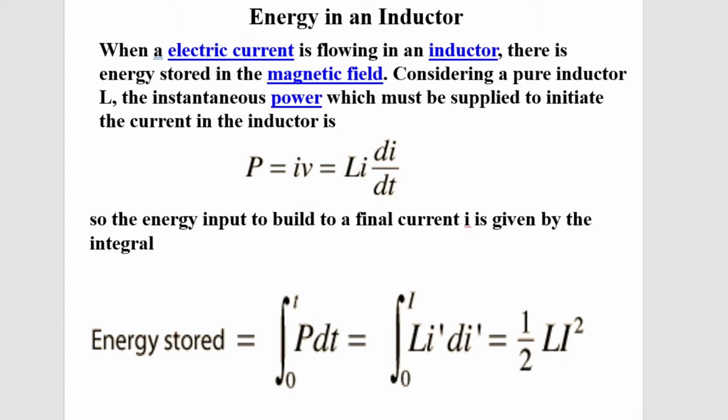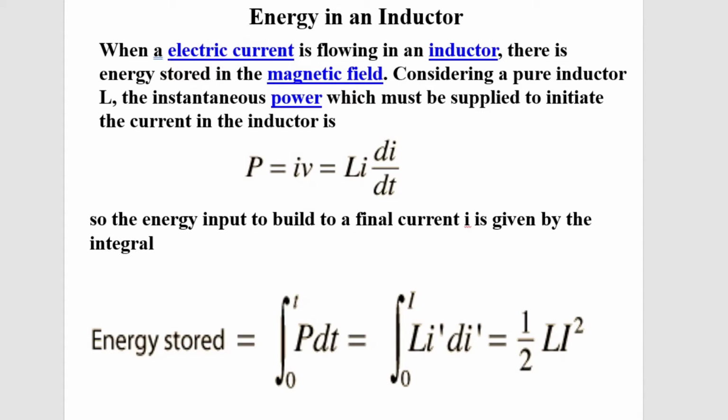Let the value of I be like that. V is given as L di by dt. Then P will be equal to L into I di by dt. So the energy input to build a final current I is given by the integral of power with respect to time. First, energy stored is equal to power integrated with respect to time.